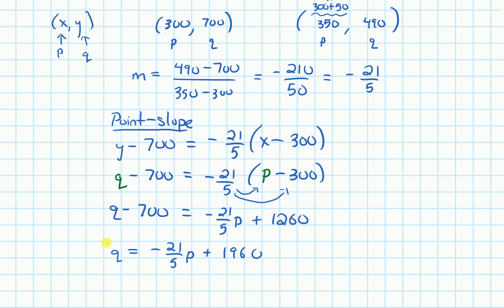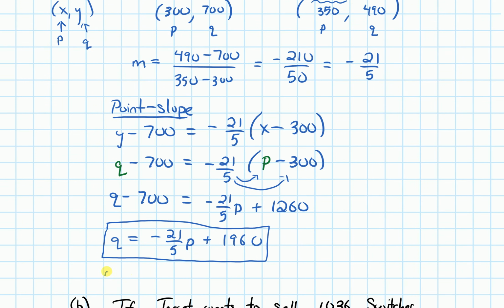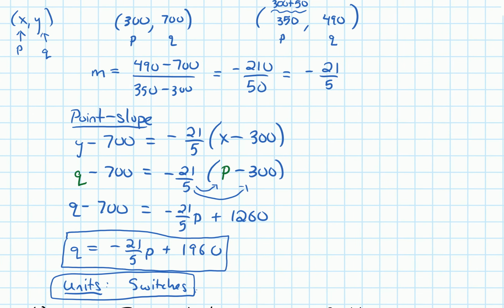So this is an equation for q. This is an equation for demand. This is the equation of the demand function. And then the question also wanted to know, what are the units of demand here? The units of price are just dollars. The units of demand is whatever the unit is for the quantity of the item that we're talking about, and that's Nintendo Switches. Those are our units.